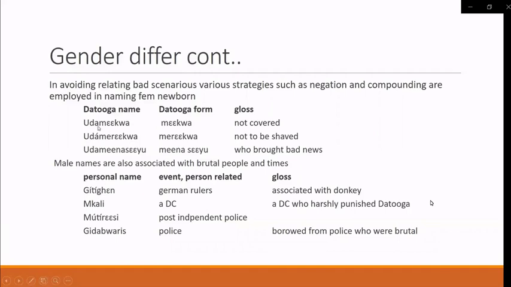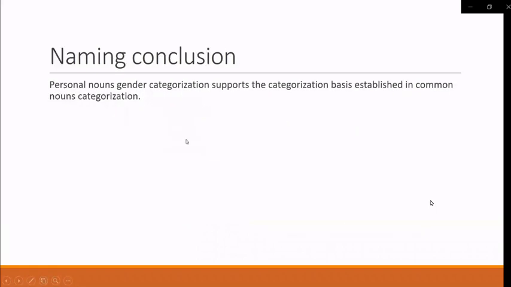And even when a female is born in a scenario that is not attractive, for example, in a bungeda, or when someone has died, or when animals are dying, we have other strategies like negation and compounding used to avoid the naming of these female newborns. So we can have udamekwa, not covered, or udamerekwa, not to be shaved, or udamenase, one who brought bad news, to signify that event, but not directly, but through other linguistic means.